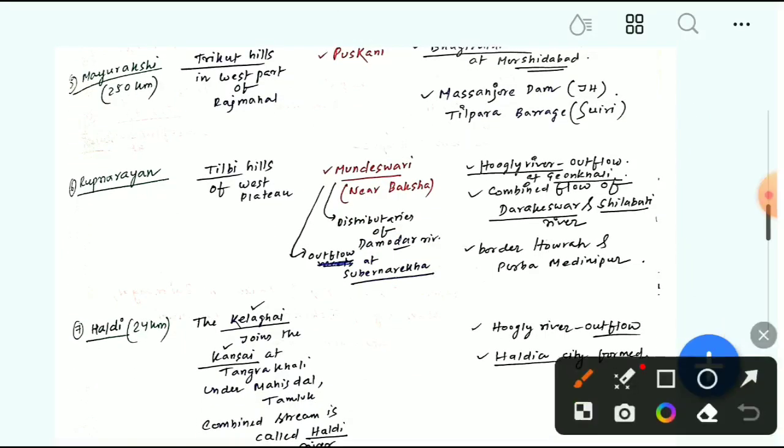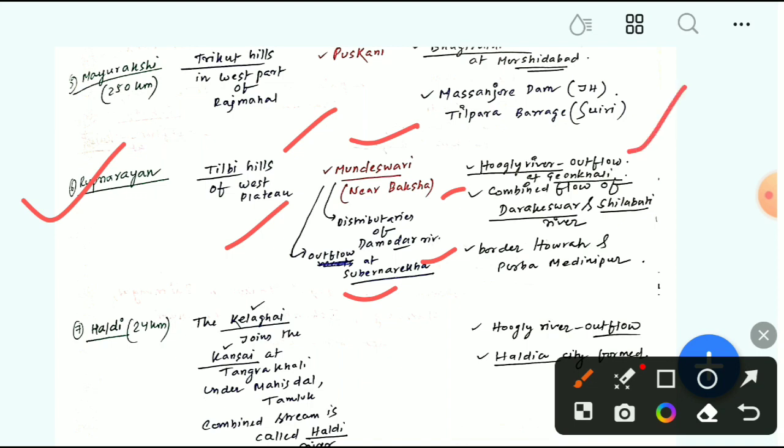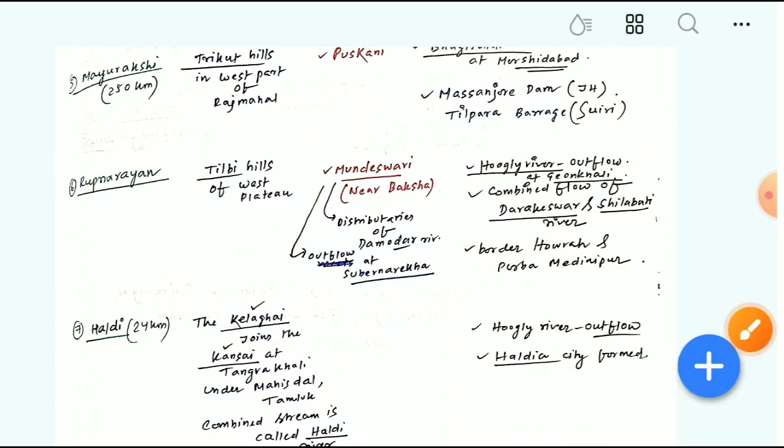Next important river is Rupnarayan. It originates in the Tilbi Hills of the western plateau. One important tributary is Mundeshwari. So Rupnarayan's tributary is Mundeshwari. It is near Baksha. Mundeshwari is a distributary of the Damodar river. It outflows into the Hooghly river at Geonkhali. It is a combined flow of Dhalkisore and Shilabati rivers. It borders Howrah and Purba Medinipur.